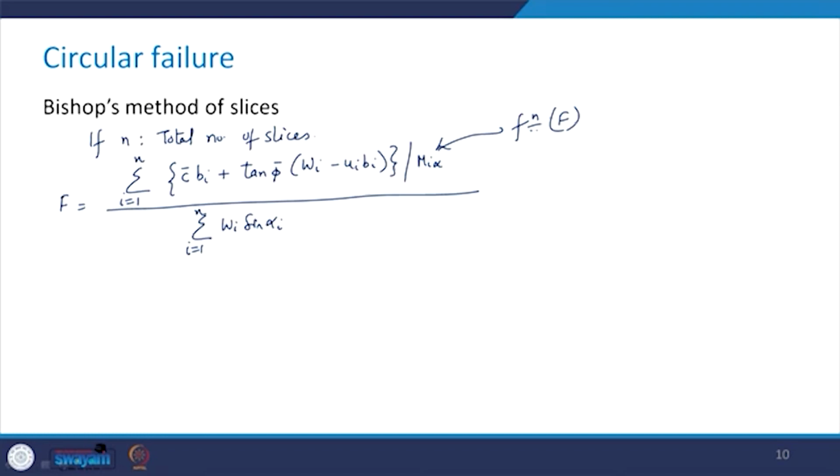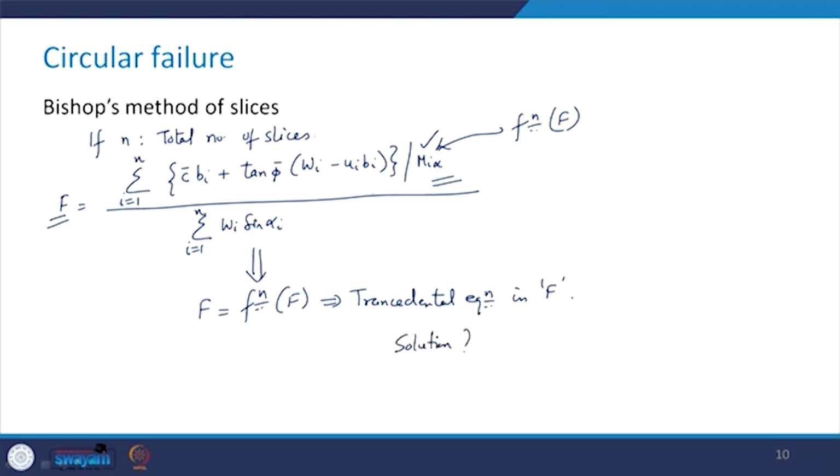Now, you see that this is a function of factor of safety F. So, this equation is kind of F as a function of F itself, because on the left hand side you have F and on the right hand side also you have F in this term which is m alpha. So, this is a transcendental equation in F. The question is its solution. How to obtain the solution in this case?